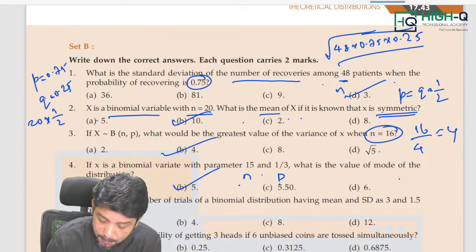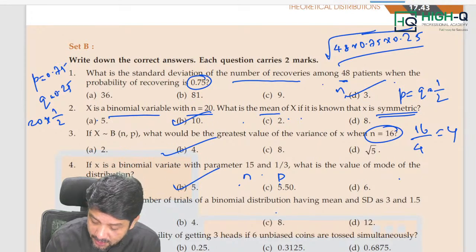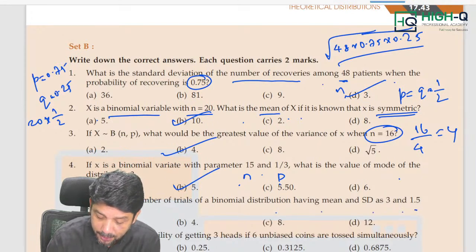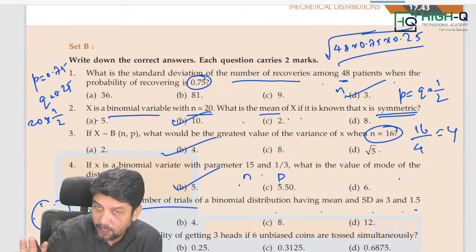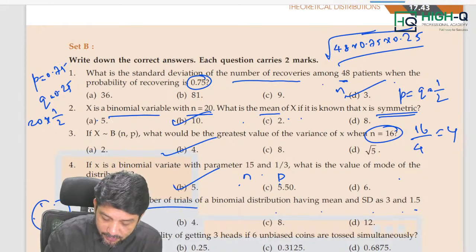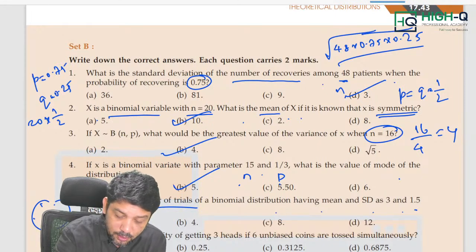Now, what is the number of trials of a binomial distribution having mean and standard deviation 3 and 1.5? Very important type of question. What is the number of trials? That means we have to find out the value of n.